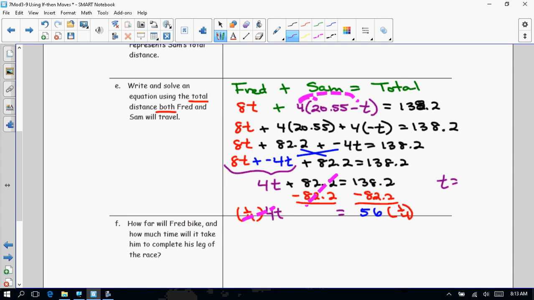In this case, it ends up being 14. All right, so t is 14. Woohoo! What's that mean? It means that Fred is on the bike for 14 hours. Fred bikes 14 hours. It's a long time. Let's see, what about Sam? I'm going to take 20.55, subtract 14. That means it's going to take him 6.55. Remember, line up your decimal points. 6.55 hours.